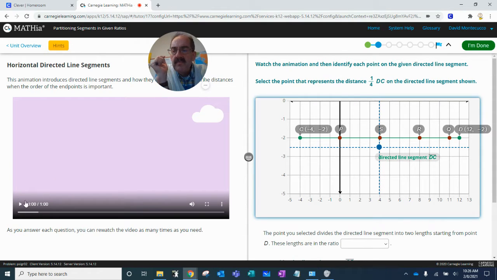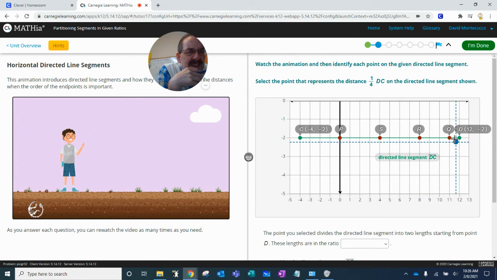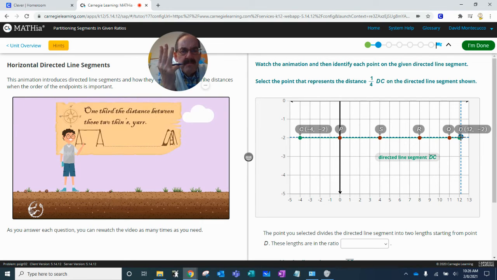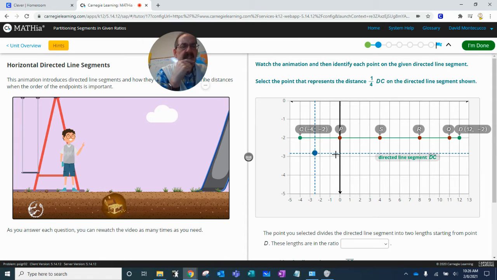Okay, the 1/4. So we have D, divide by 4, 3. No. C, 12 and 4. 12 and 4 is 16. So we have 16 units. So every 4 units, so 8.